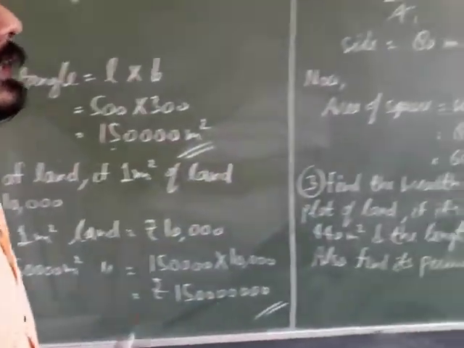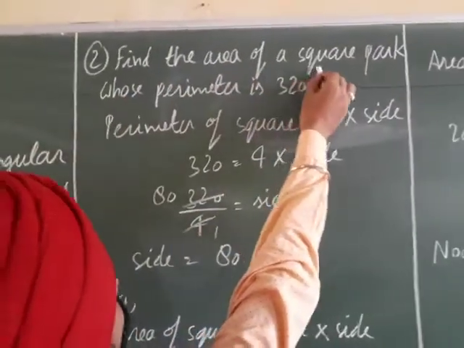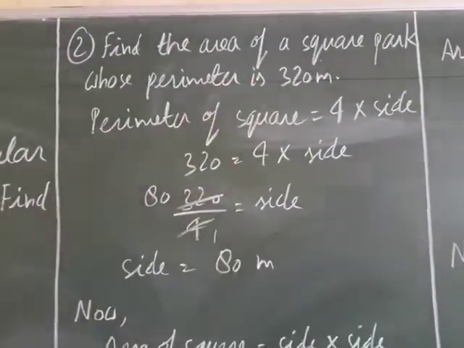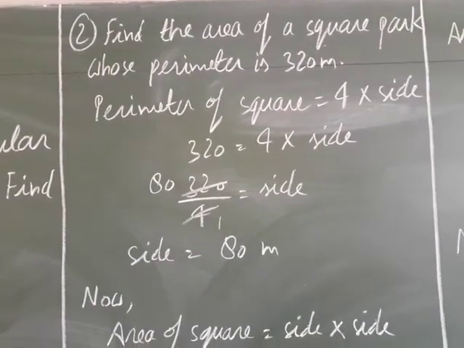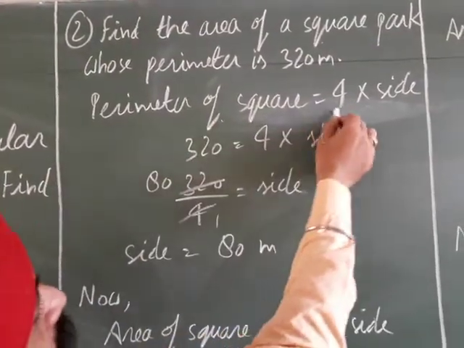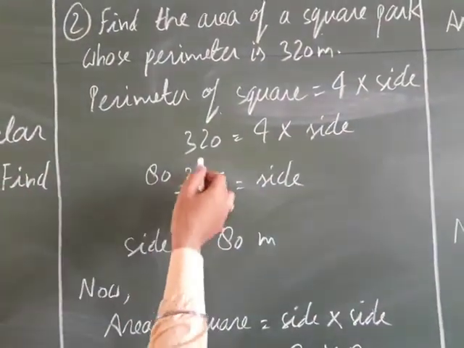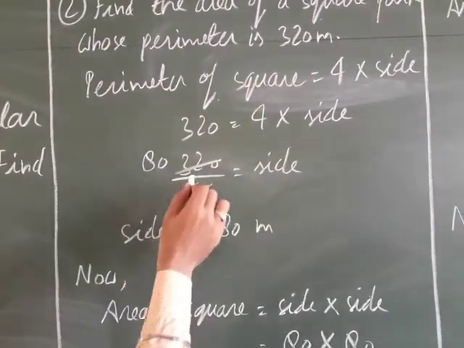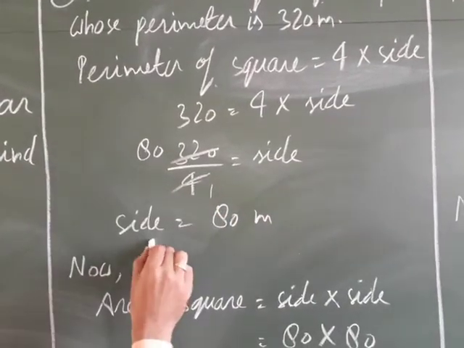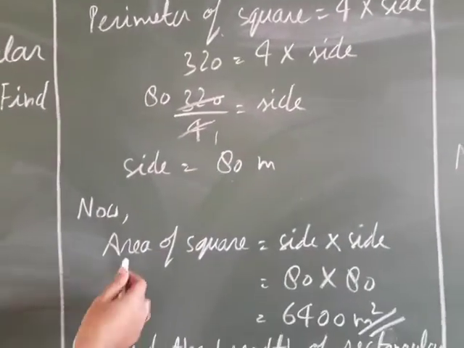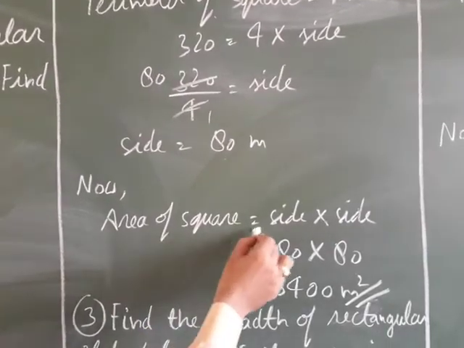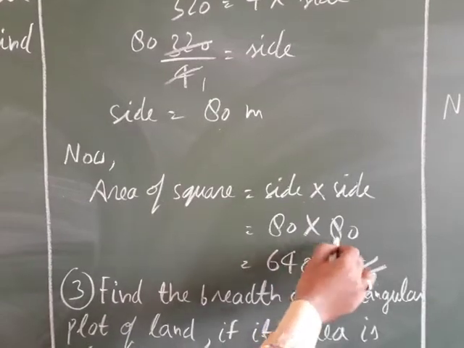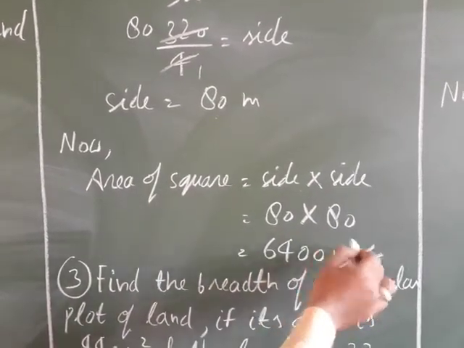Now come to second question. Find the area of square park whose perimeter is 320 meter. You have to find the area of square park and its perimeter is given. So you know perimeter of square is 4 multiplied by side. Put up the values. 320 equal to 4 into side. You will get side equal to 320 divided by 4. That is side equal to 80 meter. Now you have to find the area of square. So area of square is side multiplied by side or side square. Both are same. So 80 multiplied by 80. You will get 6400 meter square.